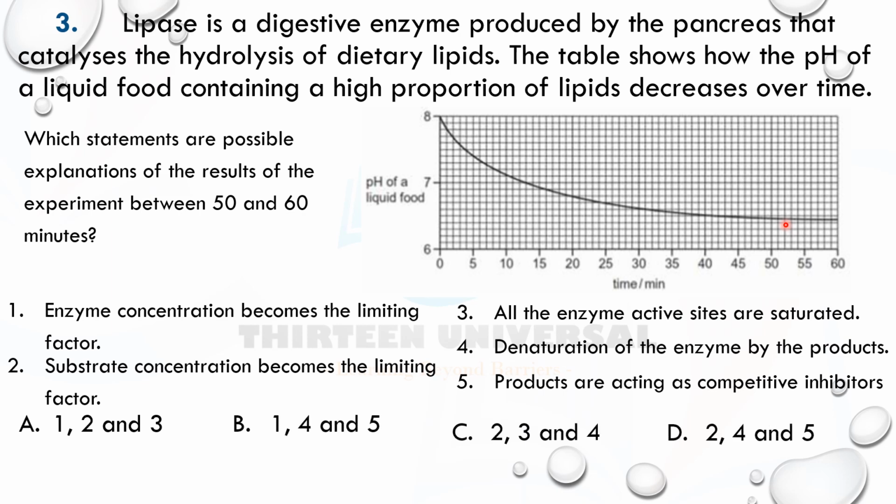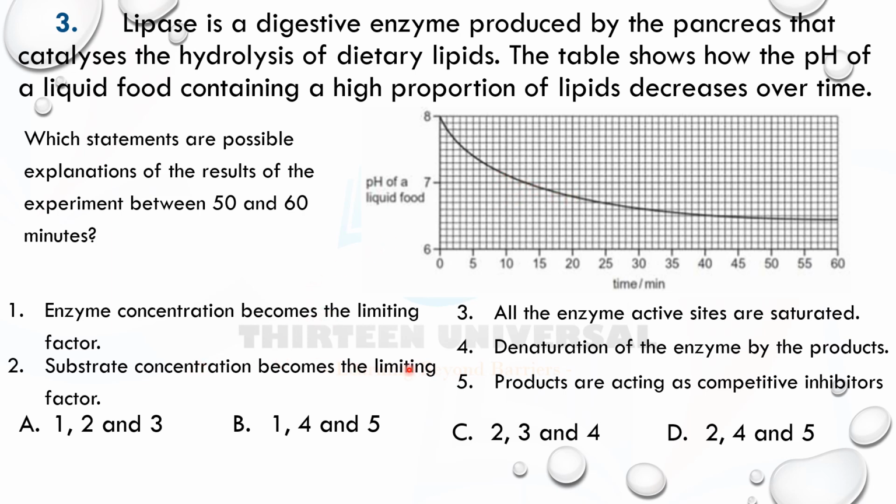All right, let's crack it. But remember that lipase breaks down lipids, triglycerides, to fatty acid and glycerol. Fatty acid lowers the pH, right? But when you come here, you see that the pH remains constant. Why? One says enzyme concentration becomes limiting factor. Enzyme concentration is not a limiting factor, because once lipase breaks down the lipid to glycerol and fatty acid, it releases them and binds to another one. Enzyme concentration remains unchanged, so it cannot be a limiting factor.